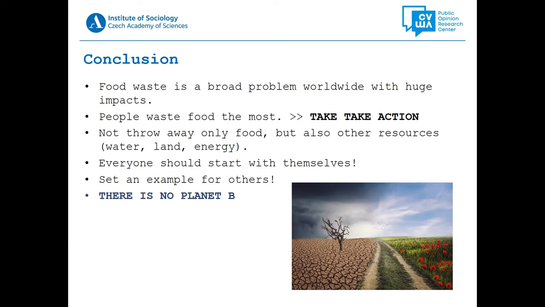Plan, educate yourself, take an interest, pass on the information, buy locally and sustainably, reduce consumption of meat and dairy products, and in short, set an example for others. We can all start with small, simple changes that cost us nothing, but which in turn will do a lot for our planet, because we have only one planet and we should keep this in our minds.